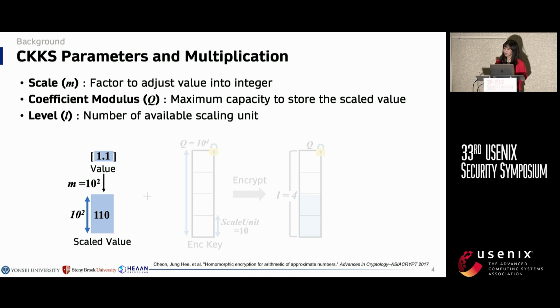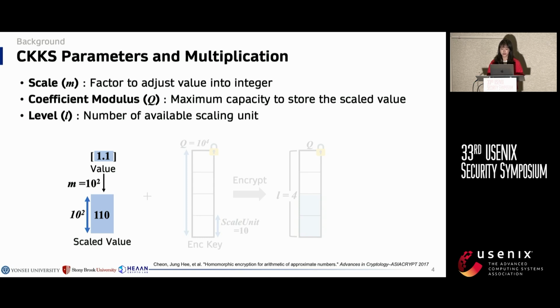There are various types of FHE. Among them, this work targets the CKKS scheme. This scheme supports approximate fixed point arithmetic, so it's suitable for deep learning applications. I will explain CKKS's parameters with the example of encrypting 1.1.